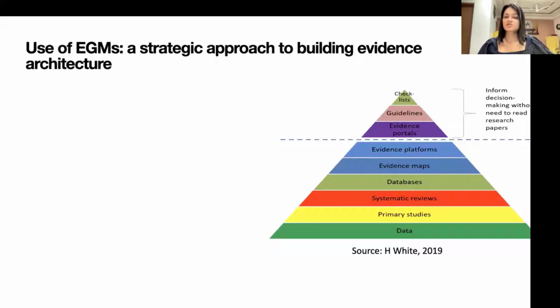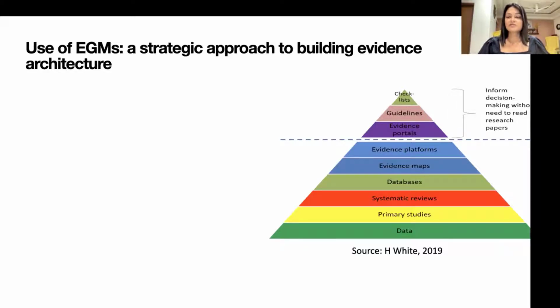What you see on the right-hand side of the screen right now is a knowledge brokering pyramid. The top three levels correspond to decision-making products, which include evidence portals, guidelines, and checklists. That helps decision makers make decisions without actually having to look at the research papers and systematic reviews. But to get to the top level of the evidence pyramid, it's also important to have a stronger base in the form of existing systematic reviews and impact evaluations.